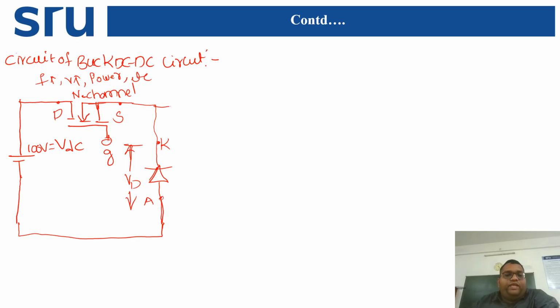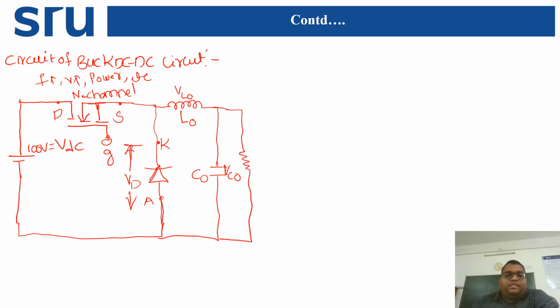After the diode we have to utilize an inductor in order to store the source energy, that is called inductor L0, which I am going to utilize here. Next, after the inductor, I will select the capacitor, that is called C0. This capacitor is used to stabilize the load voltages. This is the voltage across the inductor, that is VL0, and the voltage across the capacitor, that is VC0. After that, I am going to connect a resistive load, that is R0.